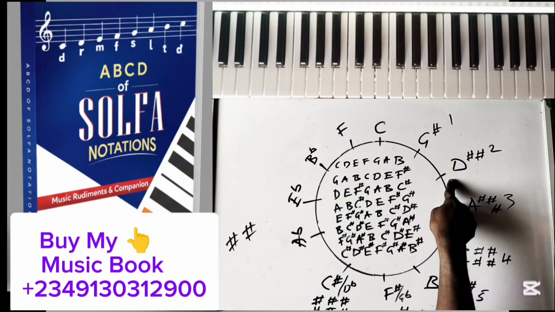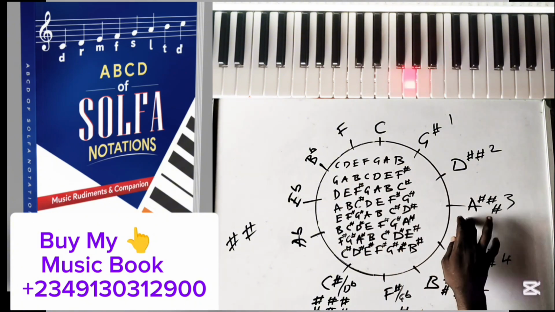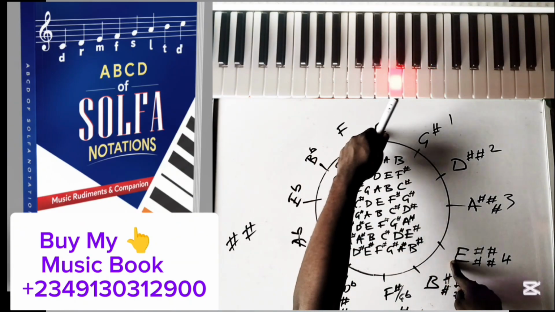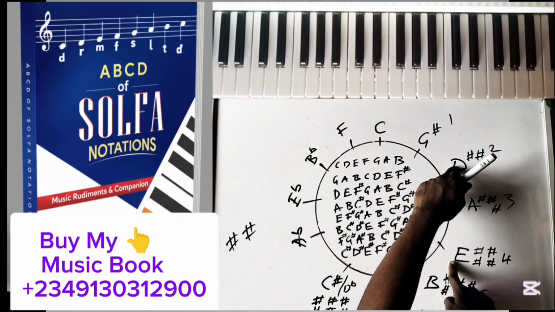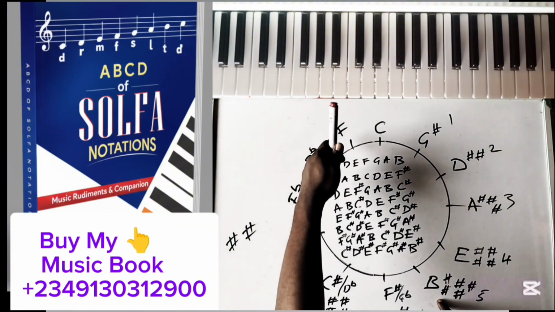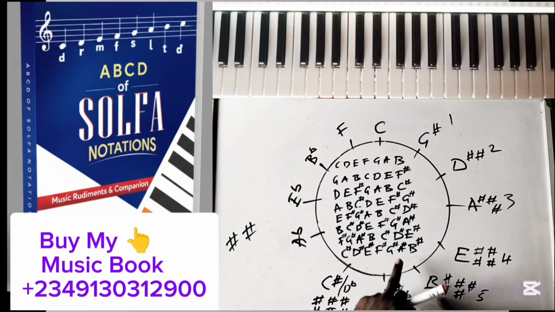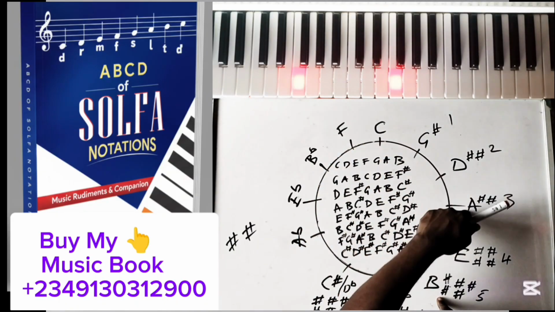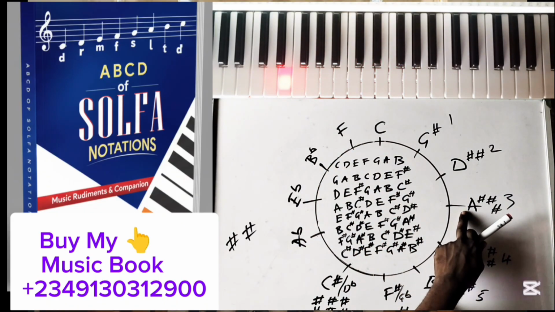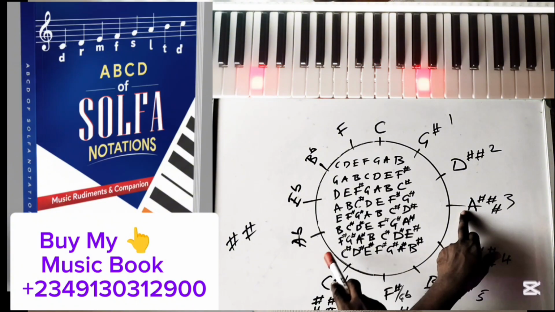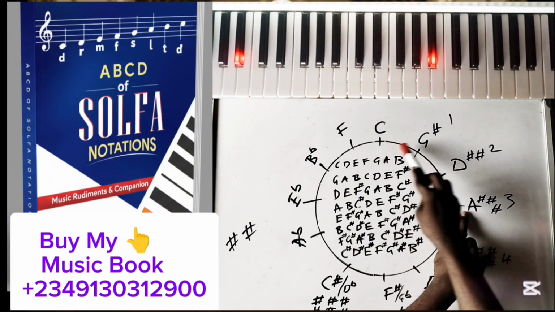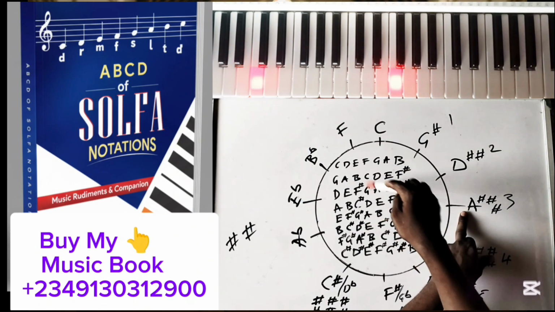Coming to D now. Do you understand? Coming to the next one, which is A, E has F sharp, this, and this. If you check it, B has 5 sharps. The 5 sharps will start 1, 2, 3, 4, 5. If you see it here, in the key of B we have C sharp, D sharp, and F sharp.